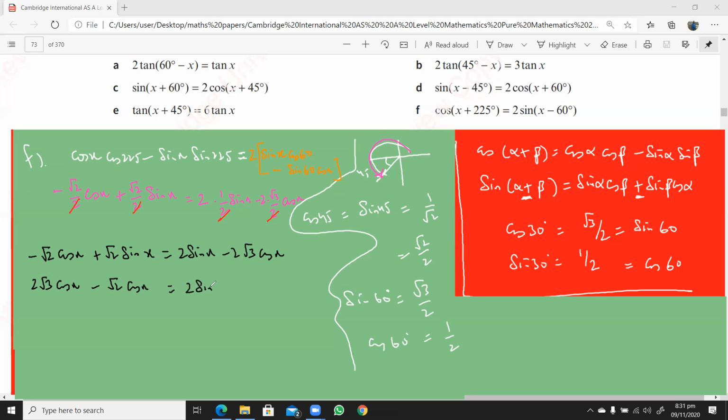It's going to be 2 sine x minus under root 2 sine x. I can write it as 2 under root 3 minus under root 2 cos x. And this one is 2 minus under root 2 sine x. Now we divide both sides by cos x. So when you divide by cos x, this becomes 2 minus under root 2 tan x, and that is equal to 2 under root 3 minus under root 2. So we are not going to use the calculator, okay?